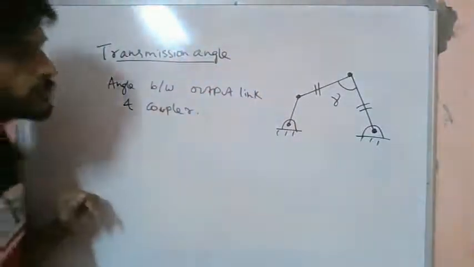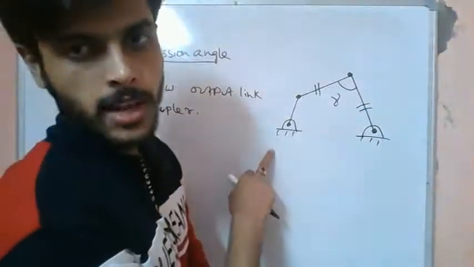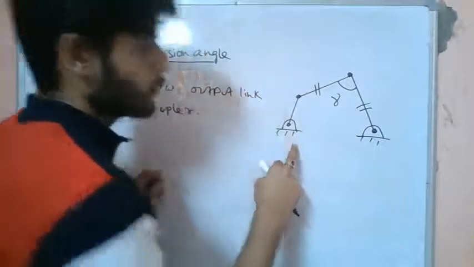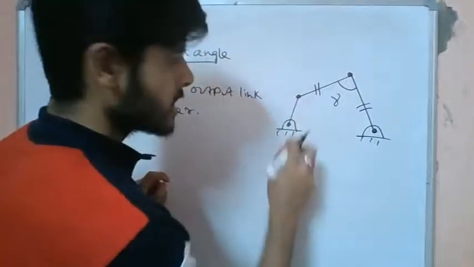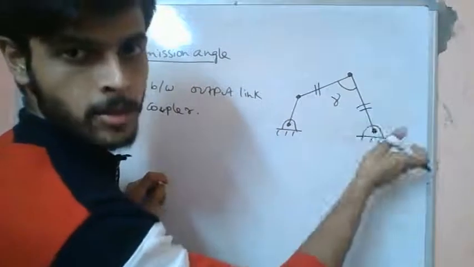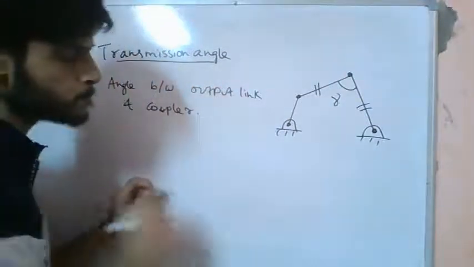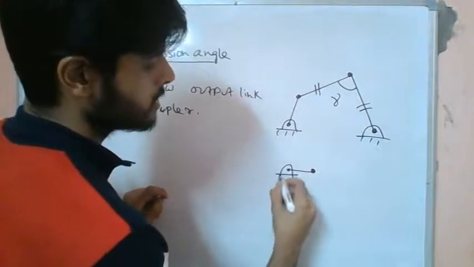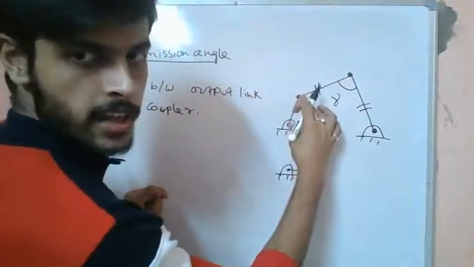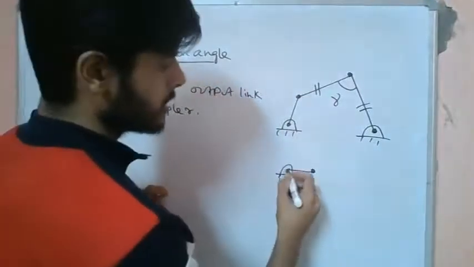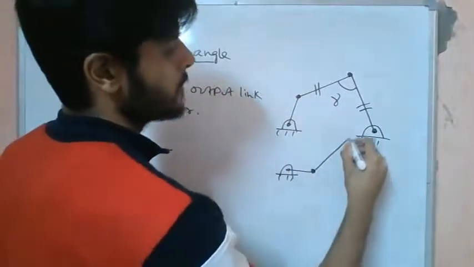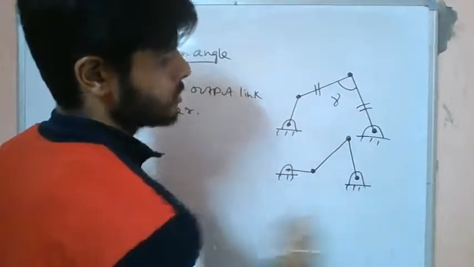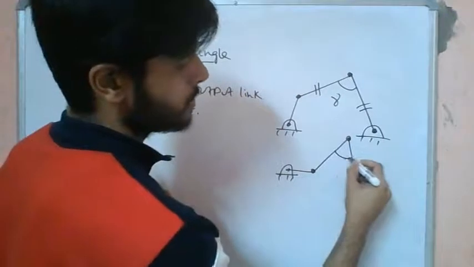First of all we need to identify whether this is a Grashof chain or not. If this is a Grashof chain, this crank can make a complete rotation, right? So the transmission angle will have a maximum and a minimum. Let's say the crank becomes something like this, considering this as the crank, and this is the coupler and this is the output link. In this case, this is our minimum transmission angle.